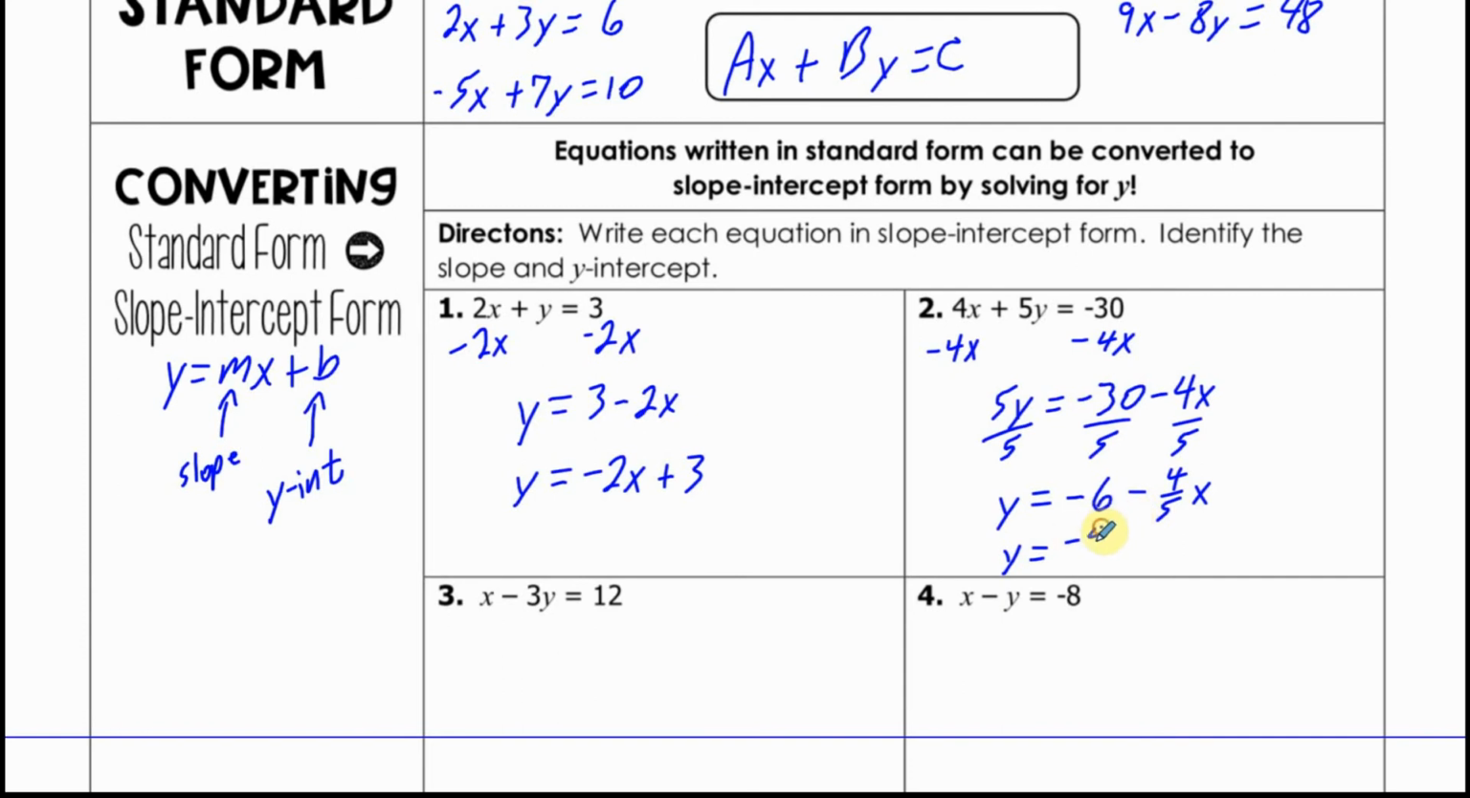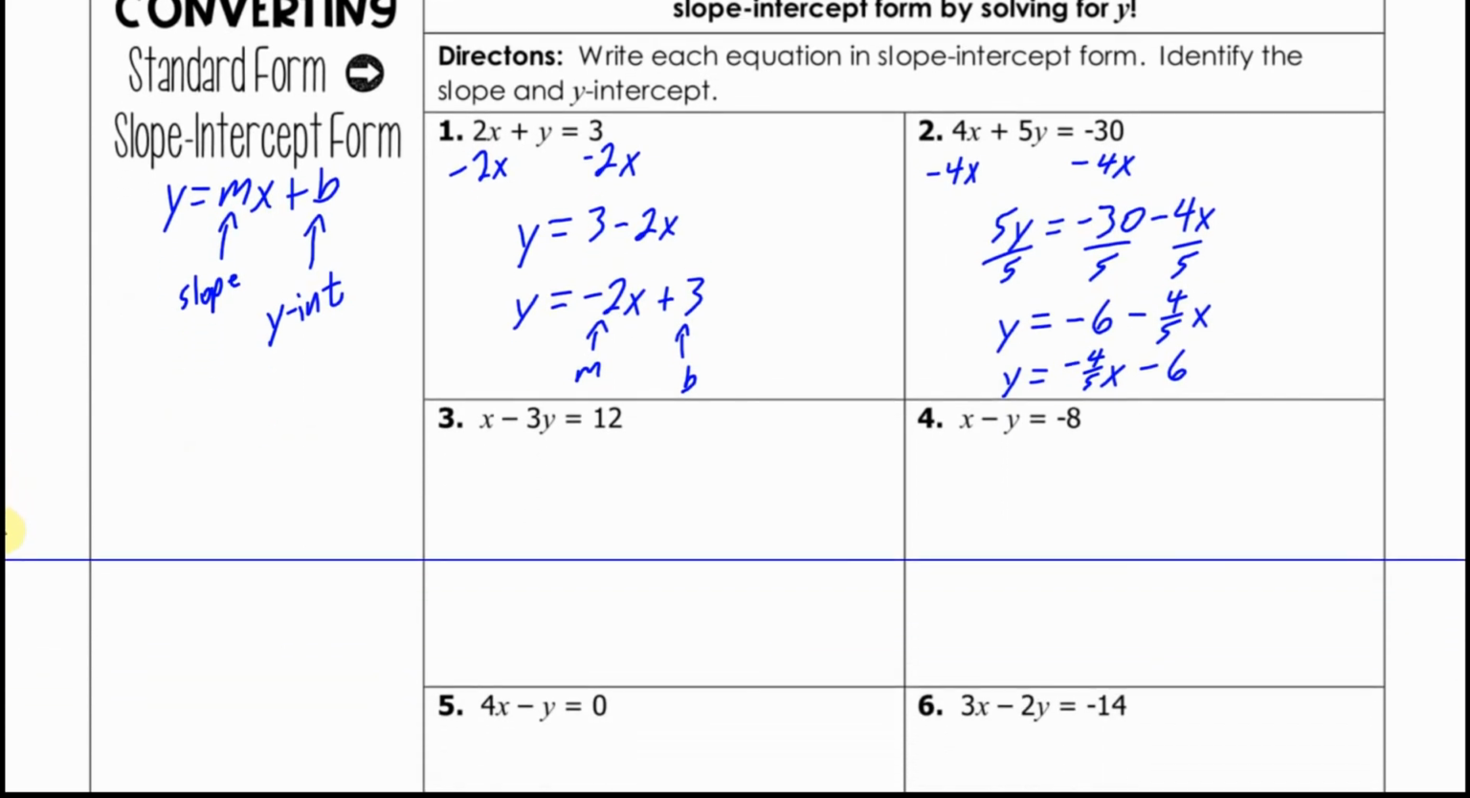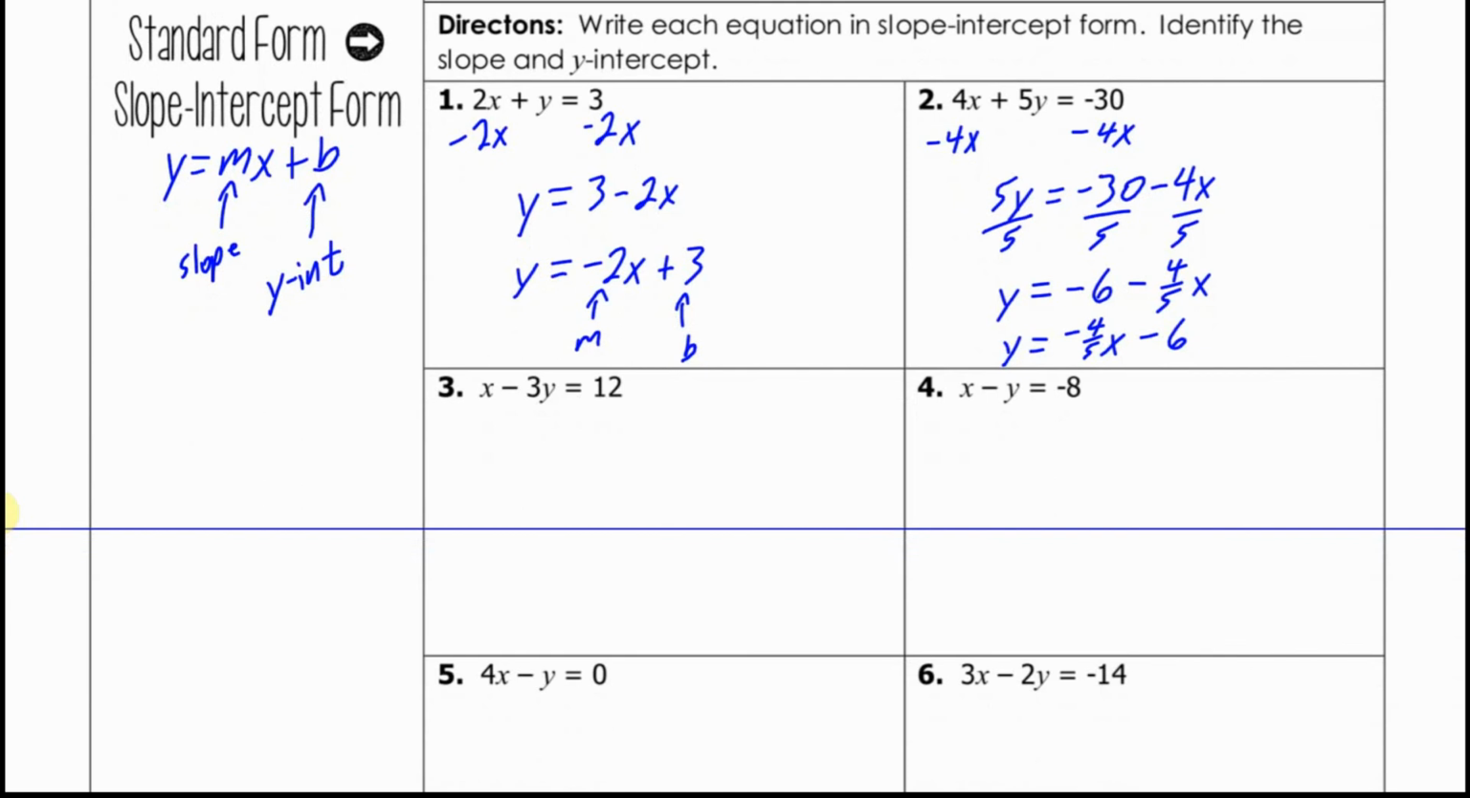I'm going to put negative 4/5 x, and I'm going to tack on the minus 6. All right. So just remember, once you've got it solved for y, the reason we do that is now I can get the information I want. I now know this number here tells me the slope of the line. This number without the x, that's the y-intercept. Right? So the entire purpose of this is so now we can graph our line easier.